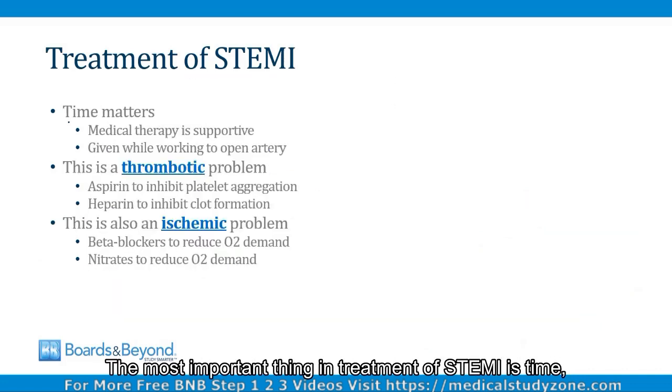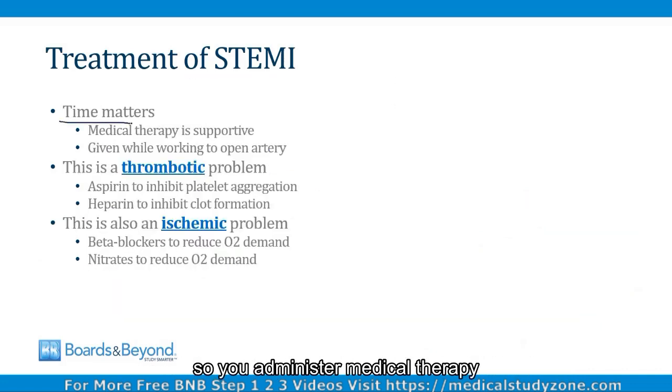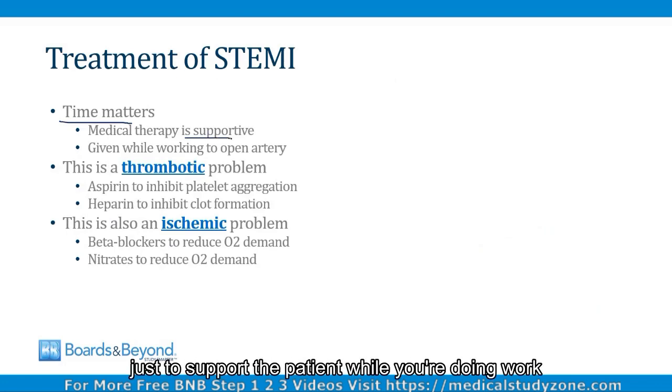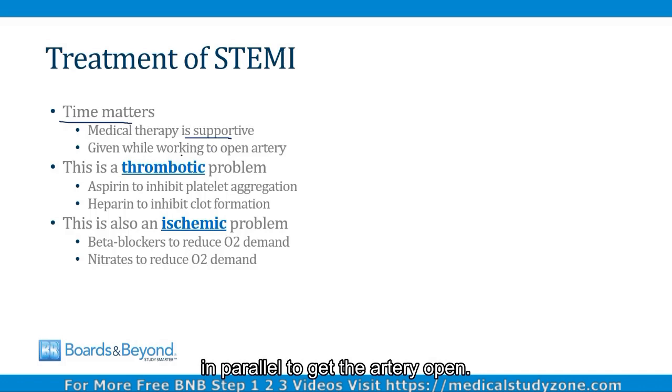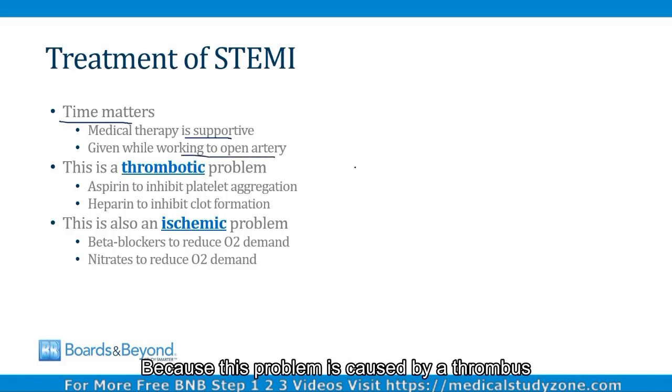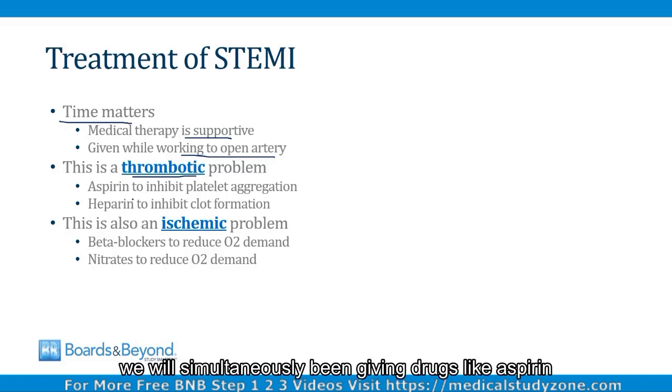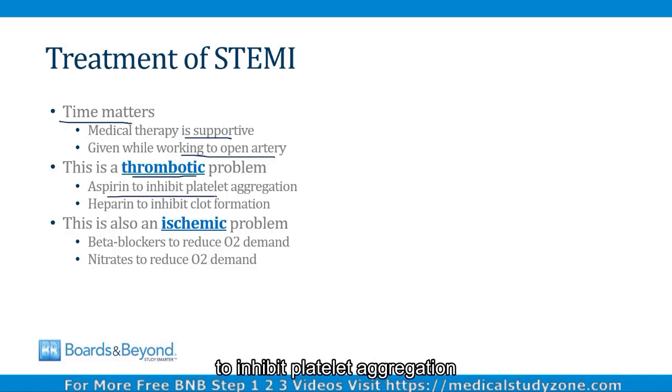The most important thing in treatment of STEMI is time. So you administer medical therapy just to support the patient while you're doing work in parallel to get the artery open. Because this problem is caused by a thrombus in a coronary artery, it's a thrombotic problem. So usually, while we're doing work to open the artery, we will simultaneously give drugs like aspirin to inhibit platelet aggregation and heparin to inhibit clot formation.